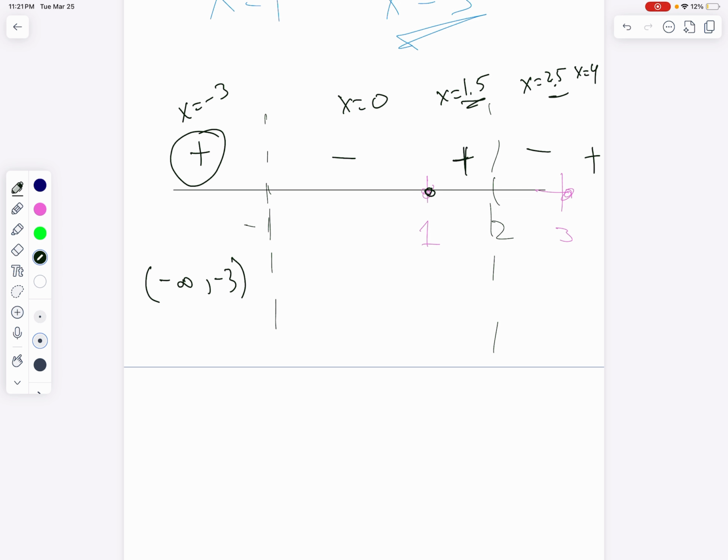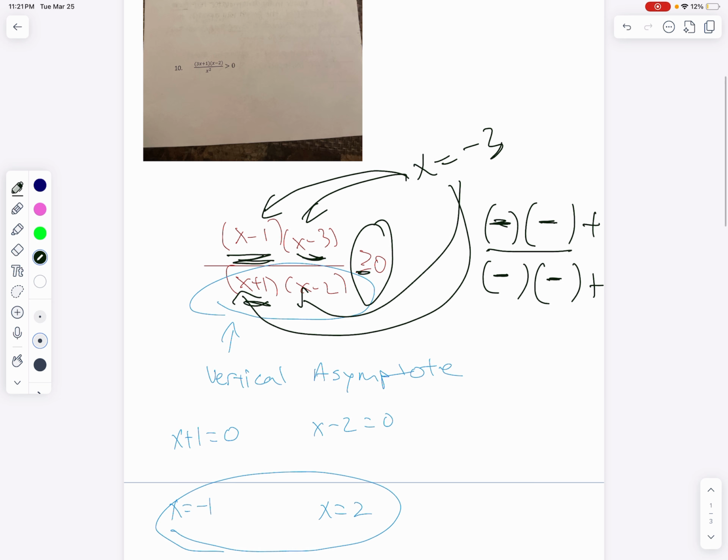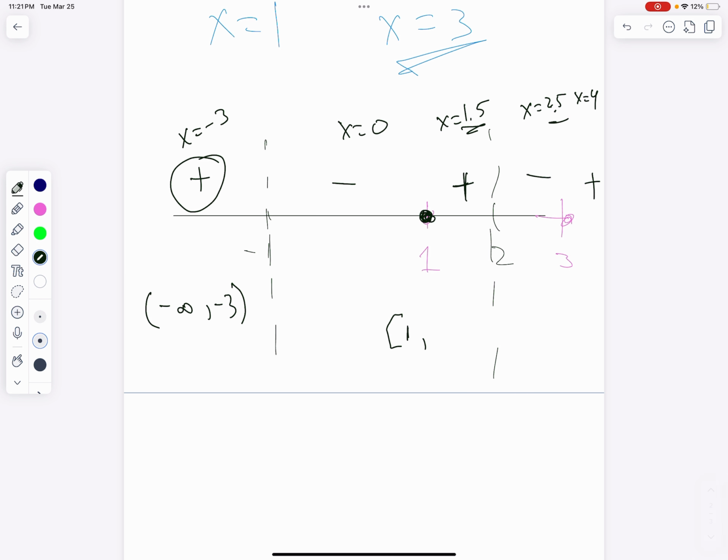This is where it gets interesting. So it's positive next here, that's at 1 to 2. 1 will be a bracket. And the reason why 1 is a bracket is we are saying we are greater than or equal to 0, so we are including 0. This is why in my chart I make a distinction between zeros and asymptotes. It doesn't exist at an asymptote, so it has to be bracket 1, parentheses 2.